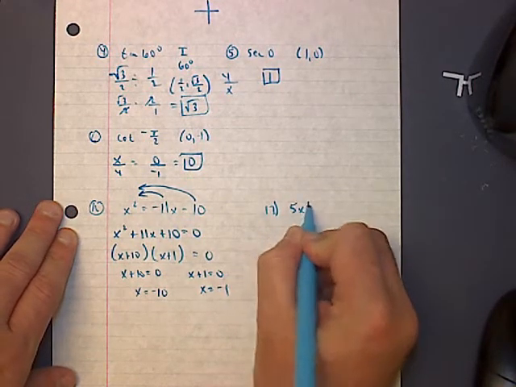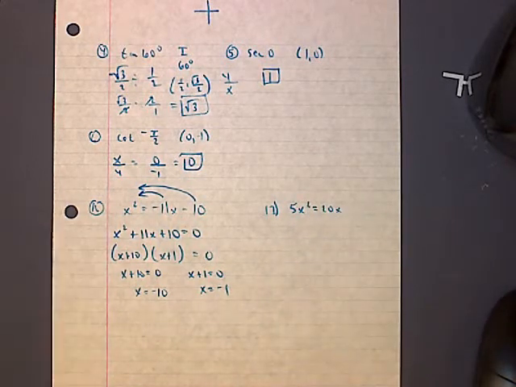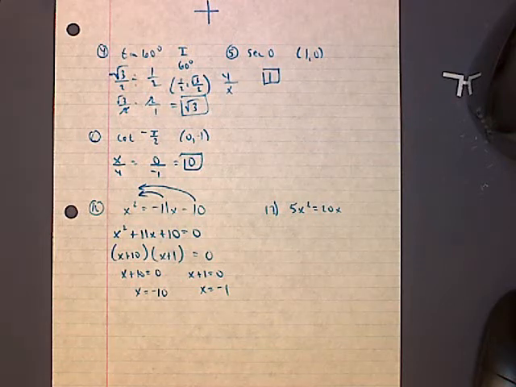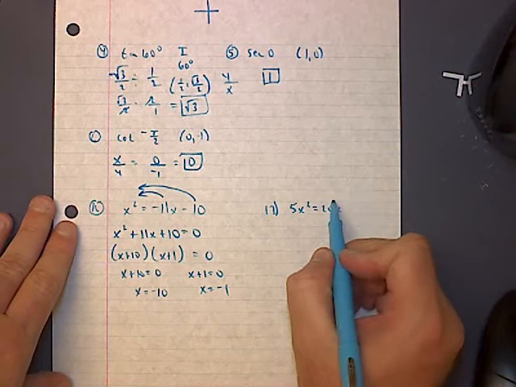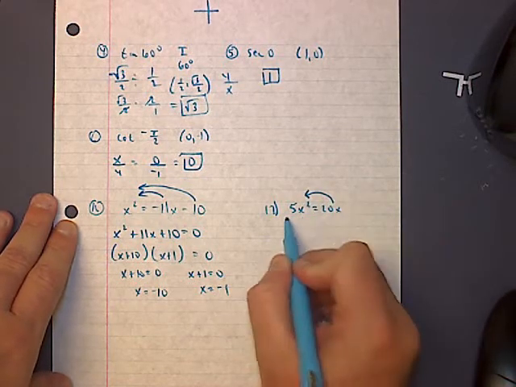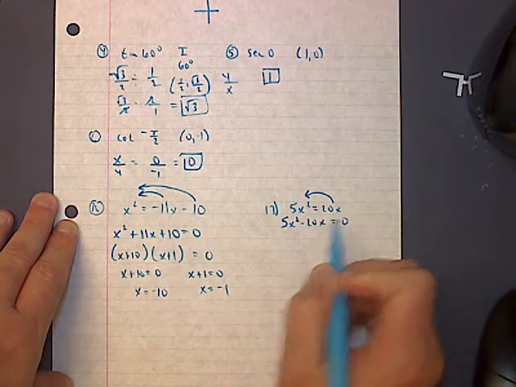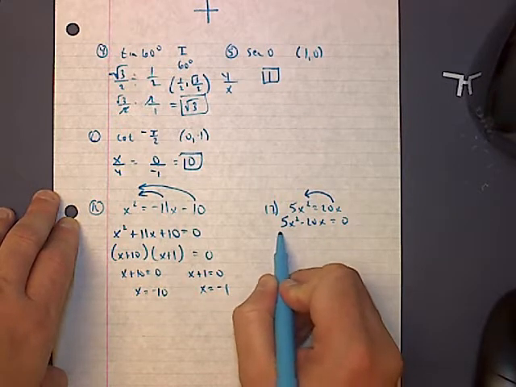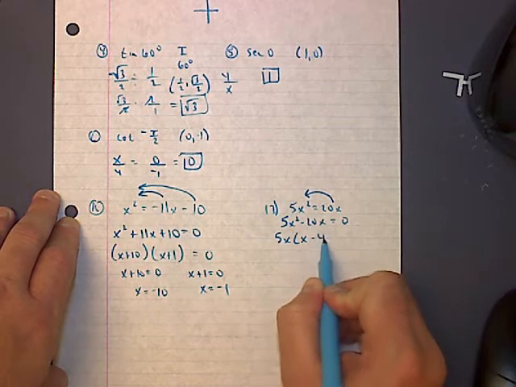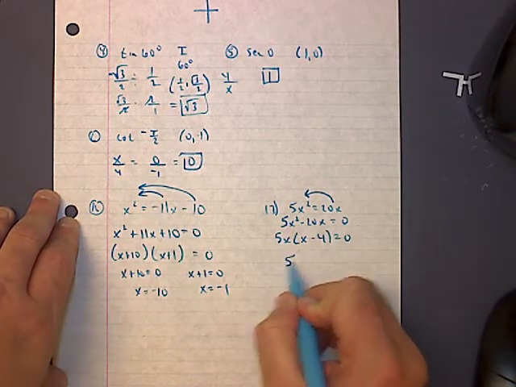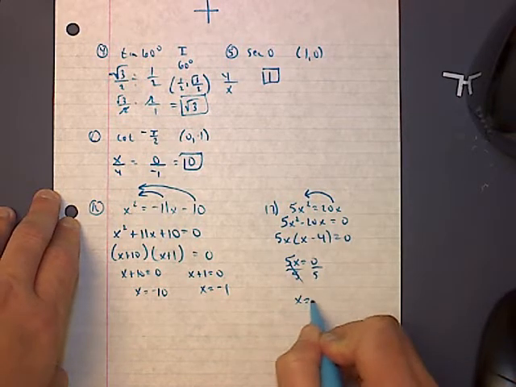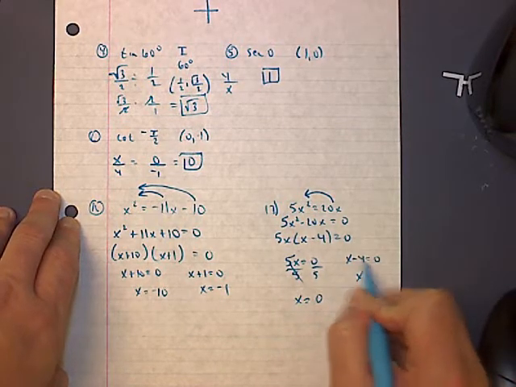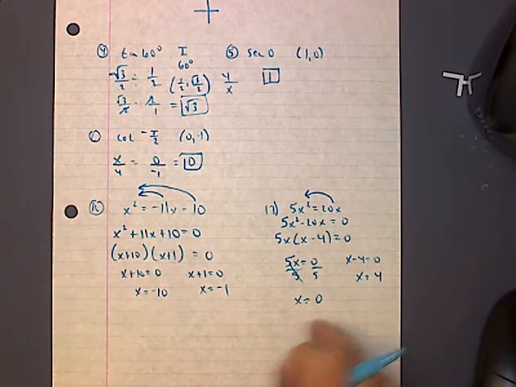Number 17, 5x squared equals 20x. Take a moment to determine what type of equation it is. All right, I'm going to move this over. It's a quadratic. Get it set equal to 0. I'm going to take a 5 and an x out. GCF, that's the only thing you can do here. Since this does have a variable with it, you've got to set it equal to 0. x equals 0. Move that negative 4 over, it becomes a positive 4. So your two answers are 0 and 4 for this quadratic equation.